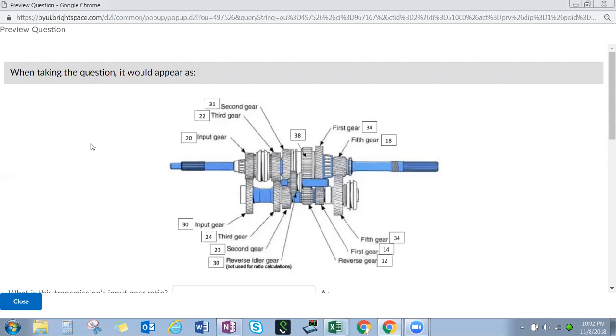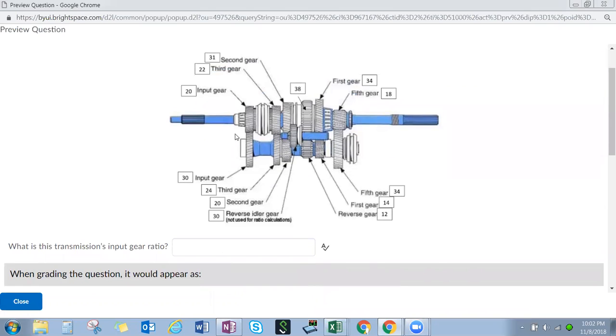Moving forward, the first question. When it comes to calculating gear ratios in the quizzes, they're going to look like this. This is the review for number 2, so obviously it's something you've already taken. This is our engine side here, and this is our output shaft side. This is our input shaft side.